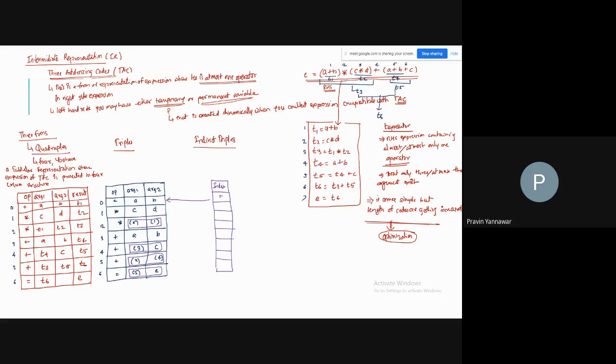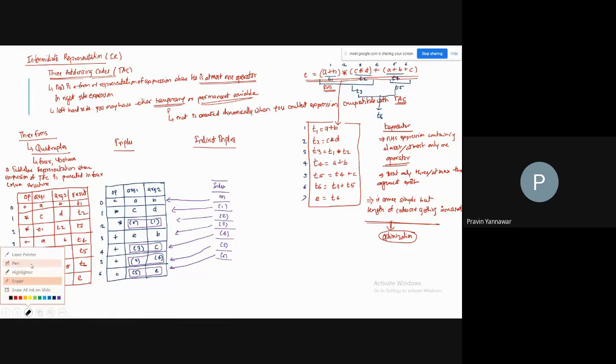So this will hold 0, this will hold 1, this will hold 2, this will hold 3, this will hold 4, this will hold 5, this will hold 6, and this will hold 7. Okay, so if this is going to be like this, this is 3 here, this is 4 here, this is 5th here, and these are 6th here. Okay, so this is how the indirect triple structure works. So here we have an index structure.